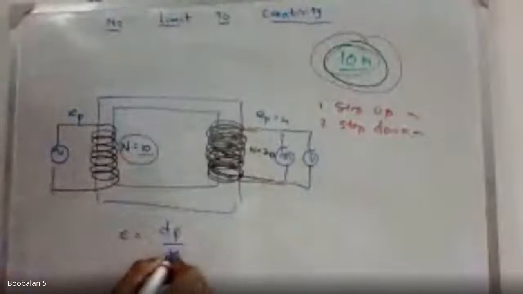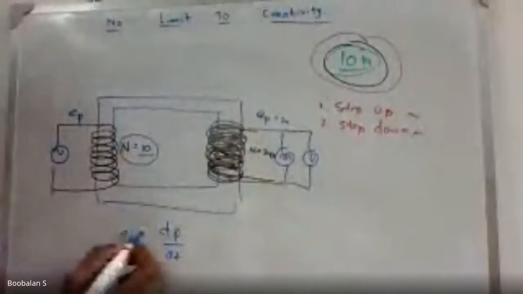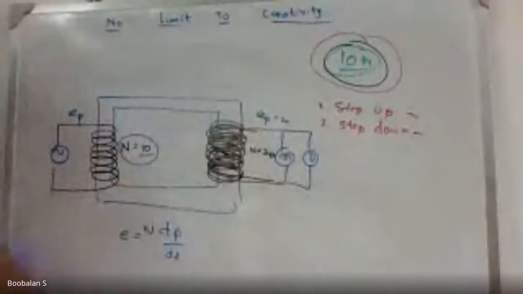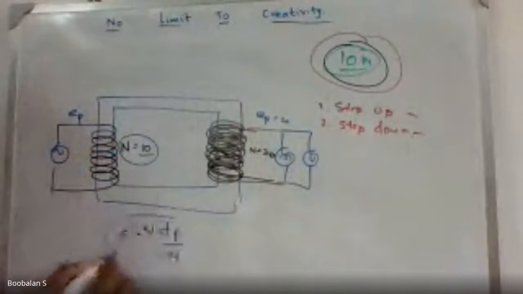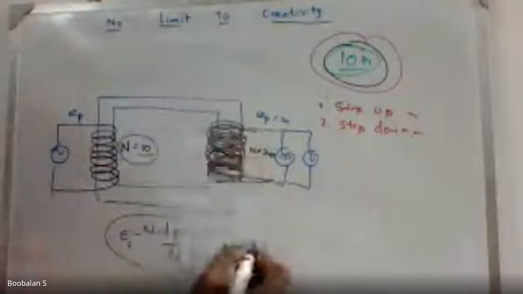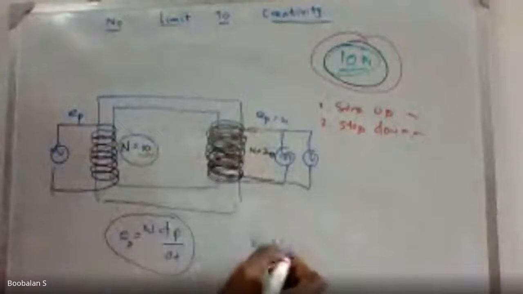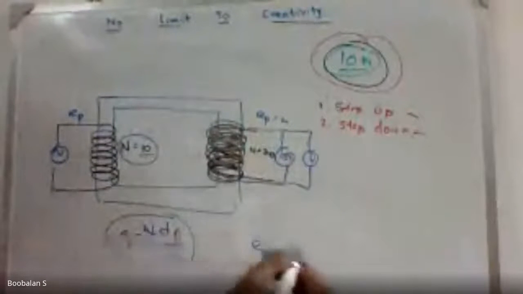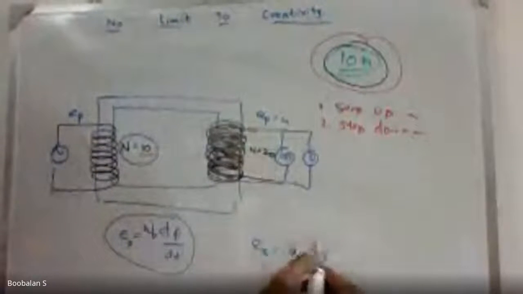Already we have discussed this in the DC generator. Phi is changing with respect to time. N is the number of conductors, right? The induced voltage is directly proportional to the number of turns times d phi by dt. Now you can see on the primary side and on the secondary side, the number of turns is very high on the secondary side. The same formula applies with Np on the primary and Ns on the secondary times d phi by dt. This is called Faraday's law of electromagnetic induction.